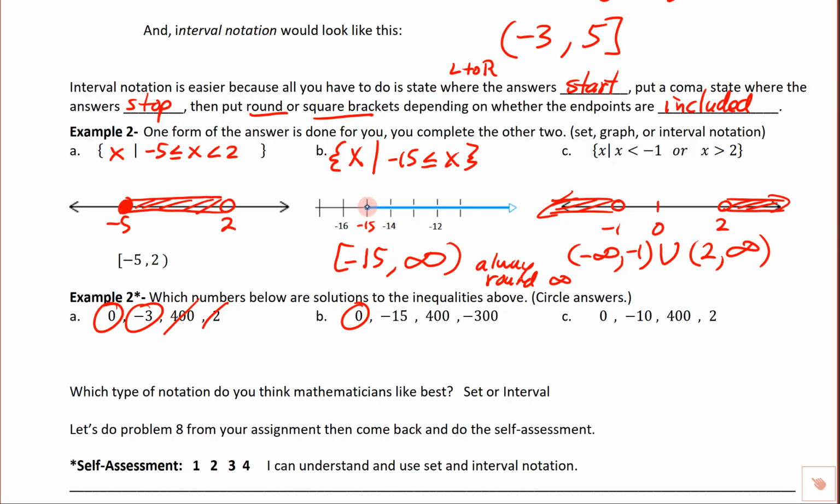-15, is that one included? That is one of the ones that got graphed. It's a closed circle, so that one's included. 400 is way up here, so that would be included. What about -300? -300 would be down here, so that one's not included.